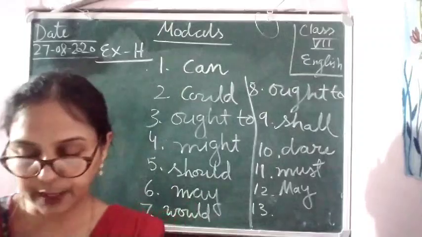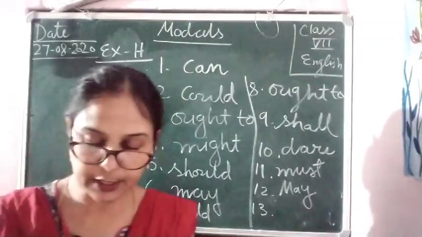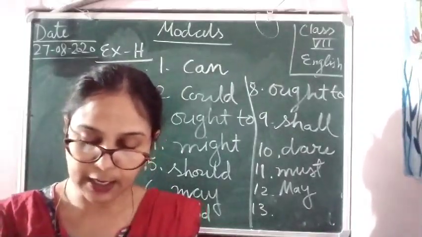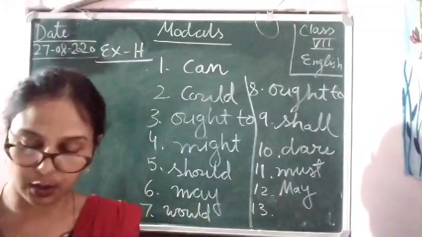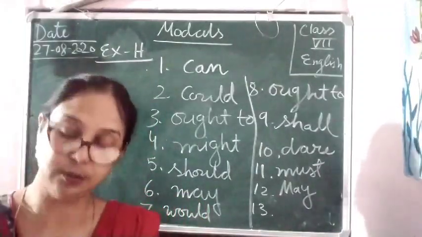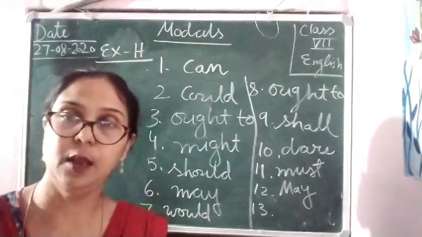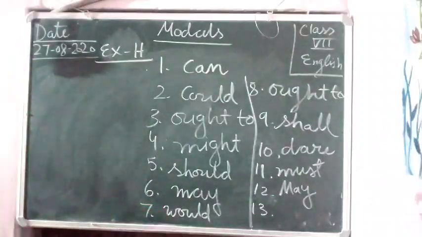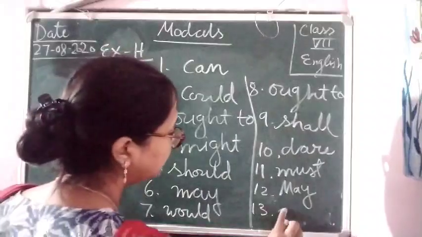Now in number 13: my mother is very punctual. She dash be here any time now. The modals given are may and could. So what are we supposed to use? May. Now here I am writing number 13, that is may.